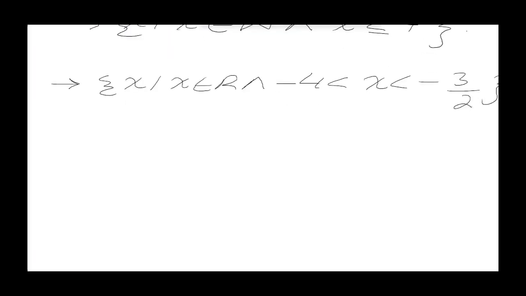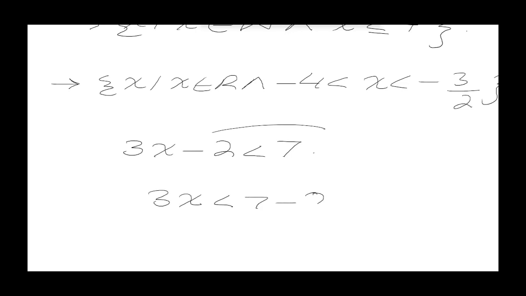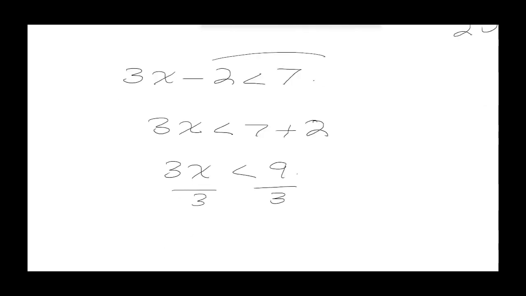So let's write it here. We have 3x minus 2 is less than 7. So minus 2 will go to the right side with the numeral. So we can write 3x is less than 7 plus 2 because the sign gets changed. After that, we can write 3x is less than 9. So we know that 3 will be divided on both sides to find the value of the variable. So x is less than 3.